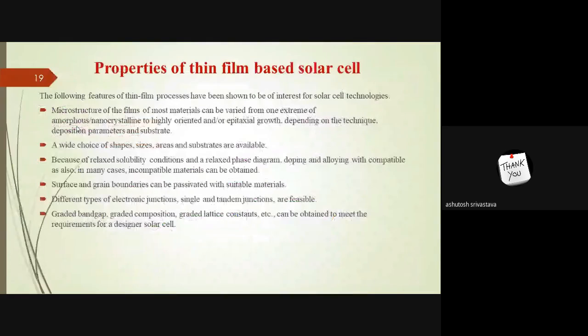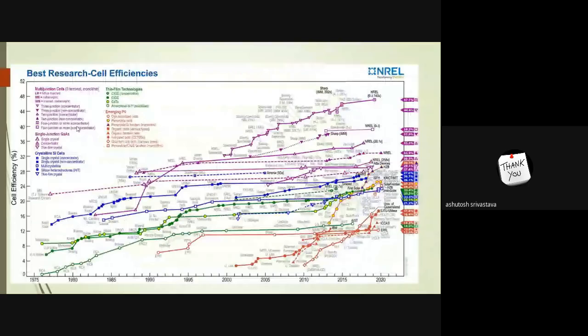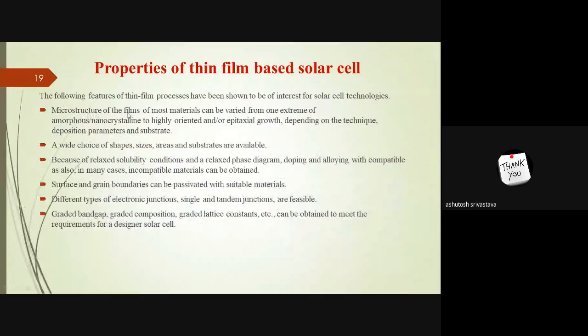So what are the good properties of a thin film based solar cell that have caused so much research in this area? The microstructures of films of most materials can be varied from one extreme of amorphous or nanocrystalline to highly oriented and epitaxial growth, depending on the technique. At one end it can be amorphous or nanocrystalline, a very normal thing, and at the other end it can be highly oriented. This flexibility in thin film technology is causing a lot of exploration in this area. Also, there is a wide choice of shape, size and area, and substrates are available. We can choose a substrate depending on how well it helps in device fabrication, so that we can achieve more and more efficiency.